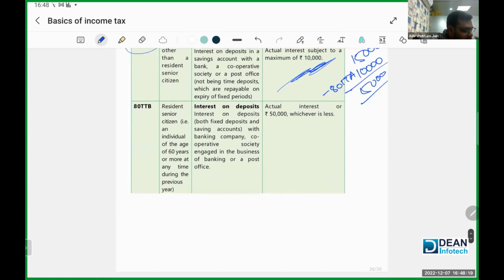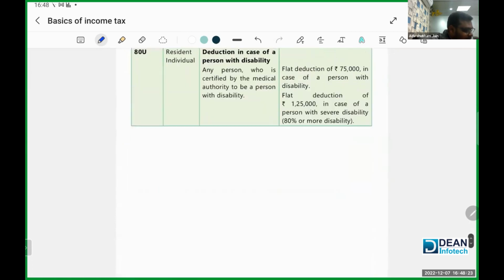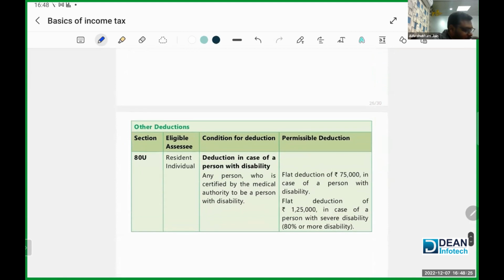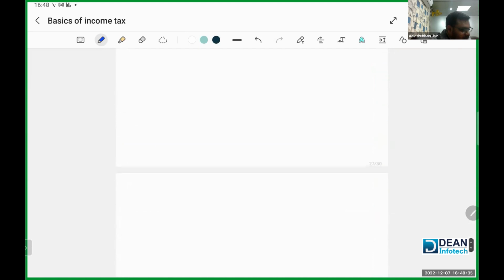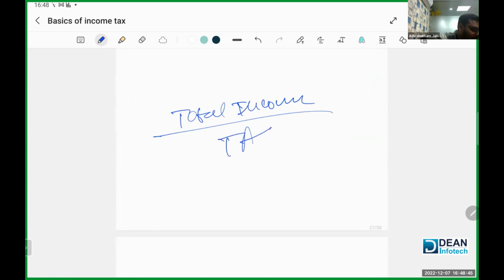80TTB is for senior citizens. They can get the same deduction up to rupees 50,000. 80U is a deduction for a person who is disabled, or deduction in case of a person with disability, again 75,000 rupees and 1,25,000 rupees. So this is how we deduct the deductions, and then we arrive at total income after deducting all the deductions, and the tax on that total income is calculated and the tax is paid.